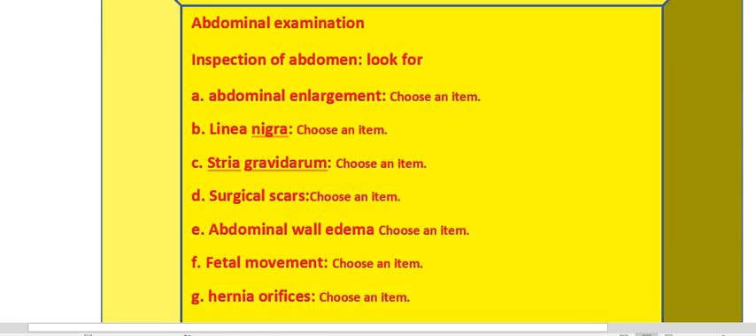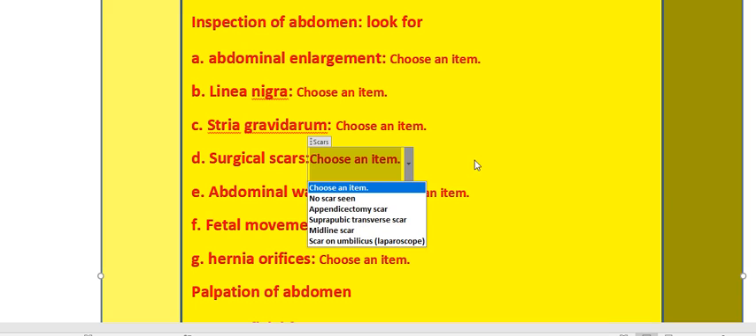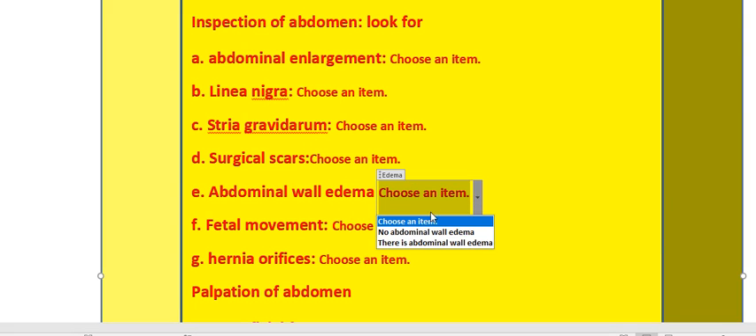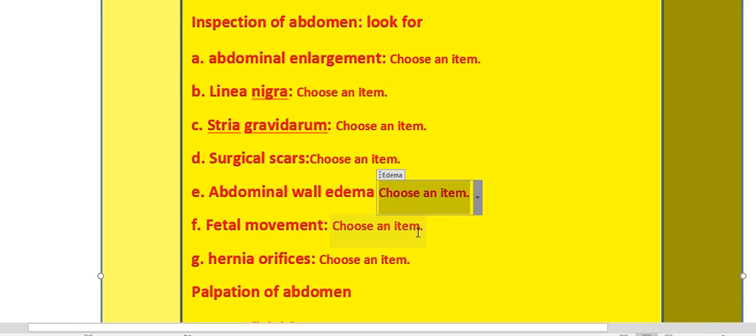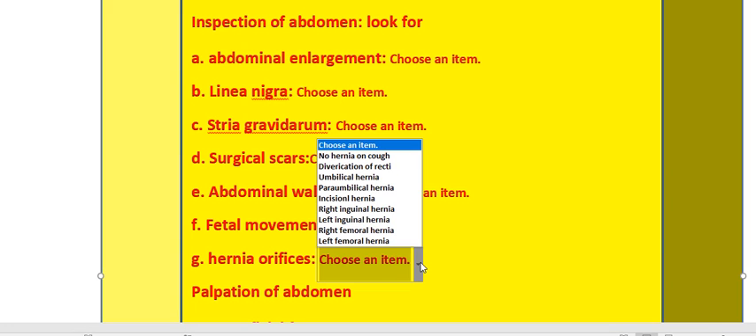Then we do the abdominal examination: abdominal enlargement, is there linea nigra or not, striae gravidarum, surgical scars, what surgical scars are available, and whether there is abdominal wall edema or not. If the uterus is large and seen through the abdomen, we may see the fetal movement, or we ask the patient to cough in order to show a hernial orifice.